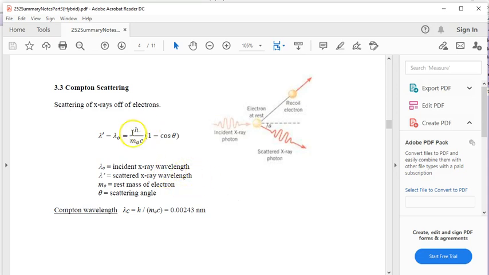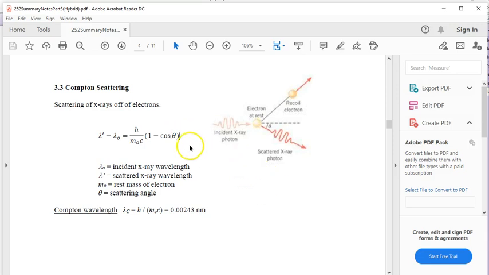This collection of constants right here, h over m naught c, does have units of length. So that's known as the Compton wavelength. Sometimes it's abbreviated lambda c. And it turns out to be 0.00243 nanometers. So these shifts are extremely small. The wavelengths themselves are very small because these are high frequency photons. Okay, but there it is.